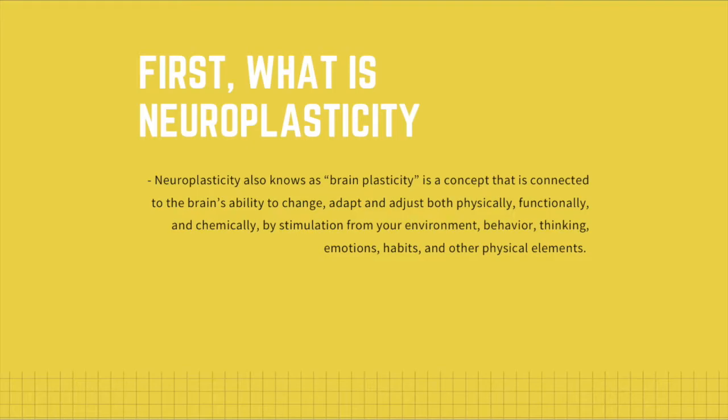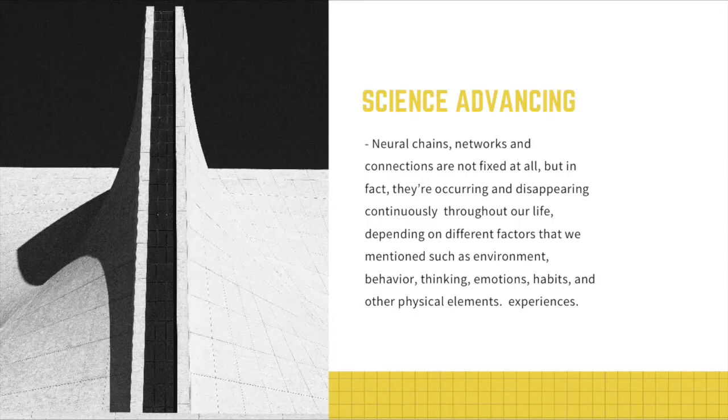And moreover, they discovered that this does not just happen by the influence of the surrounding environment, but also behavior traits, the way of thinking, emotions, habits, and other physical elements can play detrimental roles when it comes to the brain's plasticity. And as science advanced, researchers discovered that neural chains, networks, and connections are not fixed at all, which was, of course, against the conception back then. But in fact, they are occurring and disappearing continuously throughout our lives.